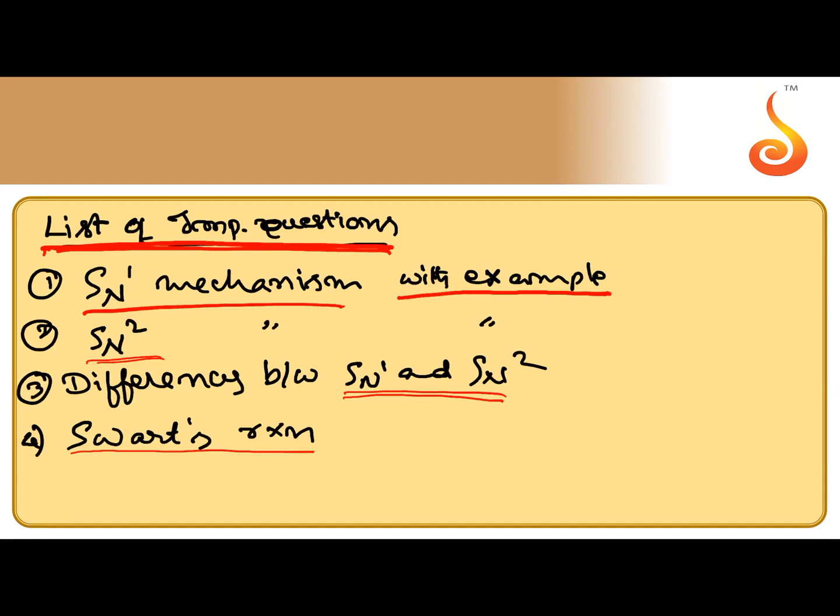Alkyl chloride plus silver fluoride. Alkyl chloride RCl plus AgF gives RF plus AgCl. Equation you have to write. After that or before that, the statement also you have to write.